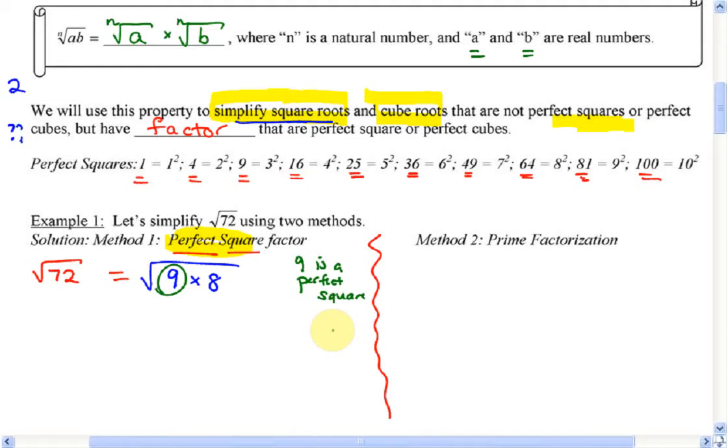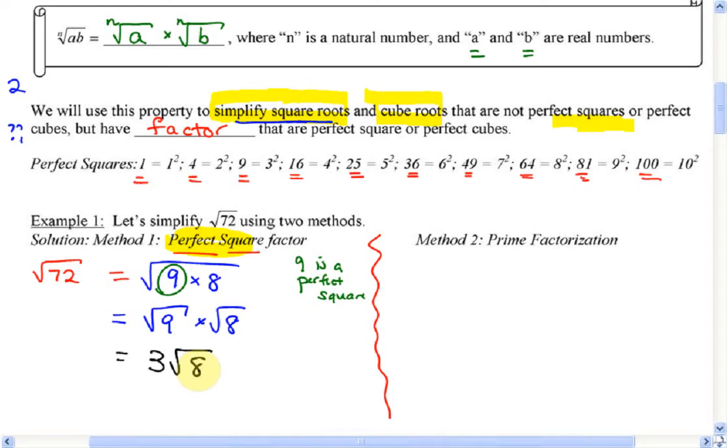Now, what did this property say when I have two numbers underneath a square root? I can rewrite it as two separate square roots. So what I'd like us to do now is rewrite this as just root 9 times root 8. Okay? What's root 9? 3. So this now becomes 3 times root 8. Okay, so I'll say 3 root 8.